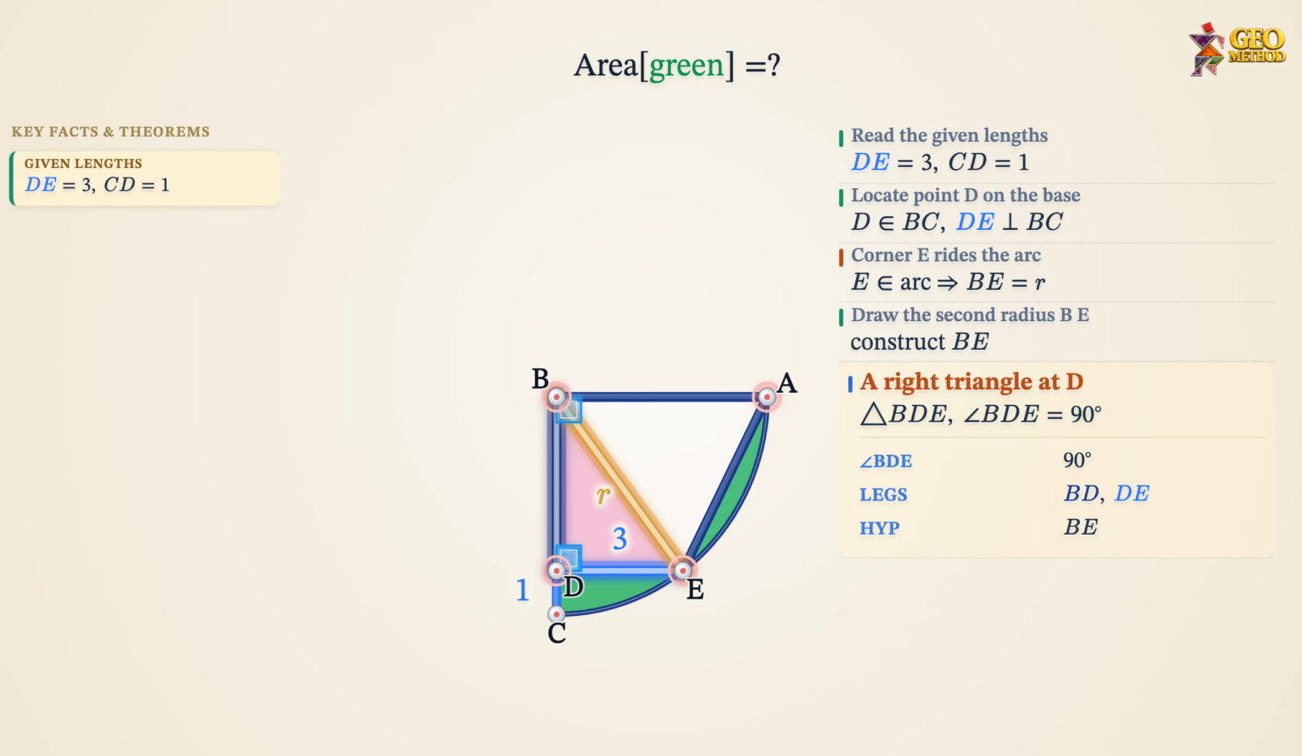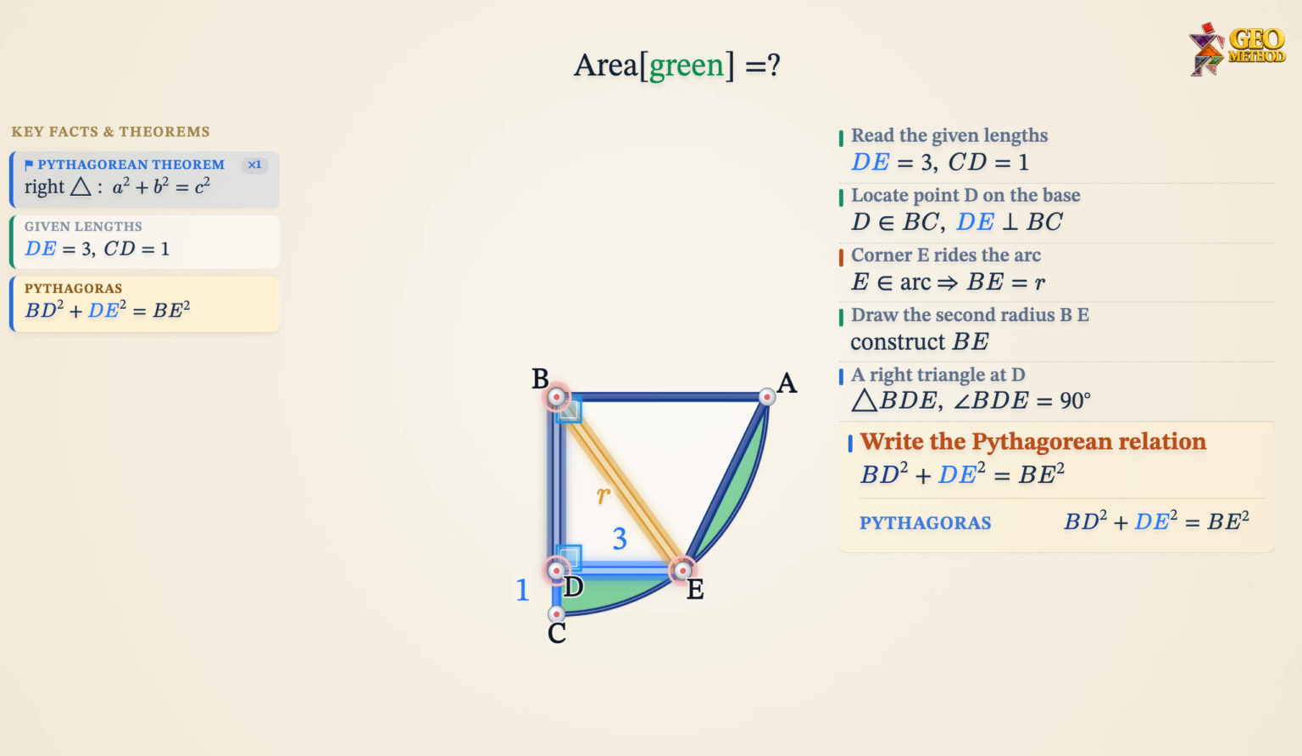Now read triangle BDE. Since segment DE extends straight to the right from the base, the angle at D is a right angle. The legs are segment BD and segment DE, and the hypotenuse is the radius BE we drew. Perfect setup for Pythagoras. The Pythagorean theorem says the two legs squared add up to the hypotenuse squared, so BD squared plus DE squared equals BE squared. This is the master equation.